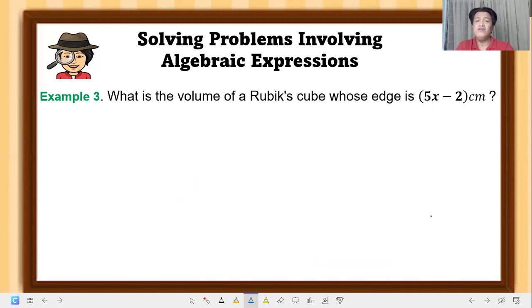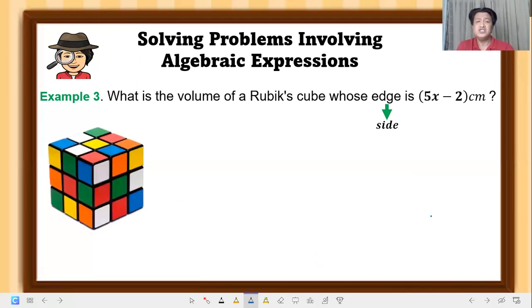What is the volume of a Rubik's Cube whose edge is 5x minus 2 centimeter? Take note of this. When we say edge, this is also named as side or tinatawag siyang side, no? Okay, so this is our representation. We have this Rubik's Cube. And then, ano ba yung side natin? Okay, meron tayong tatlong side. That is yung length. Ito, yung dimension niya. This is width. Tapos ito naman yung ating height.